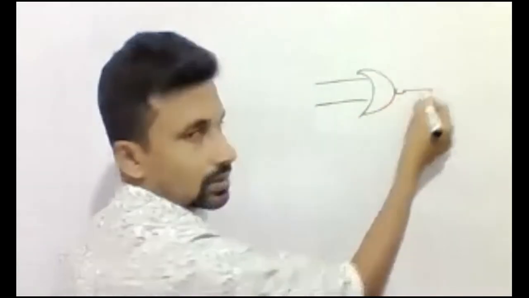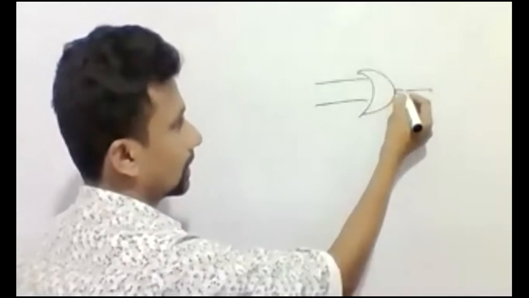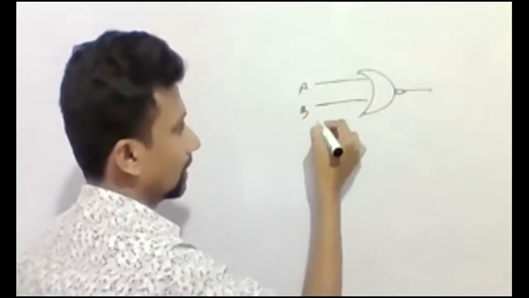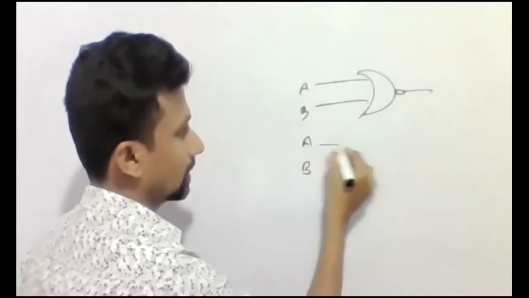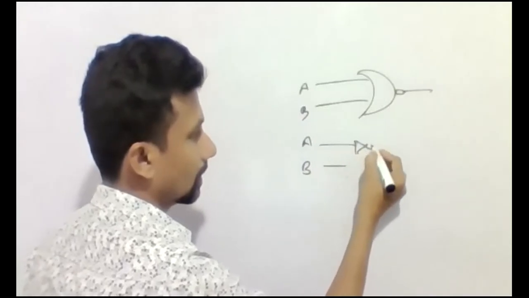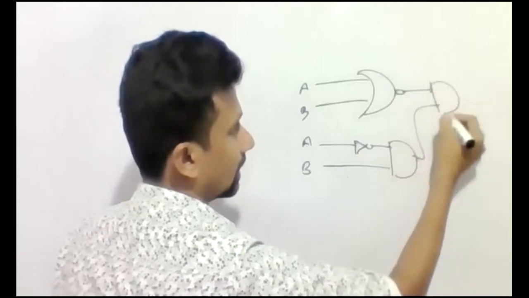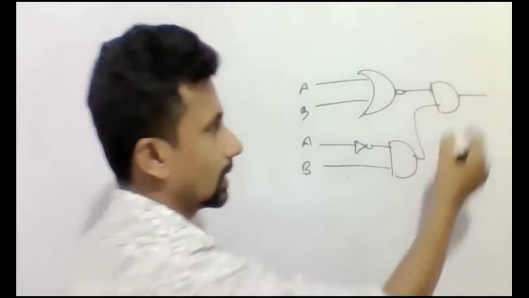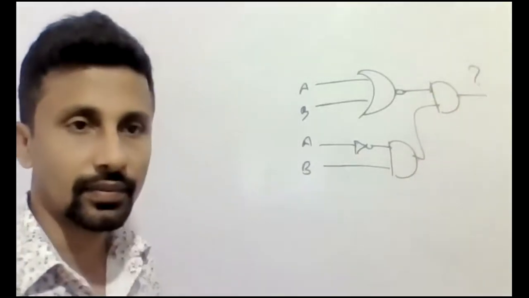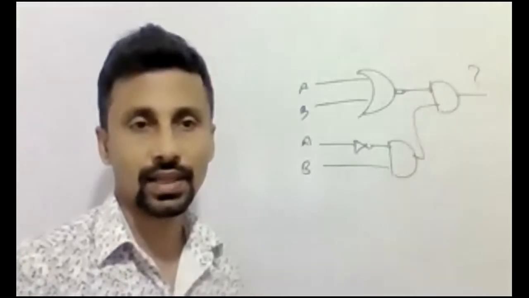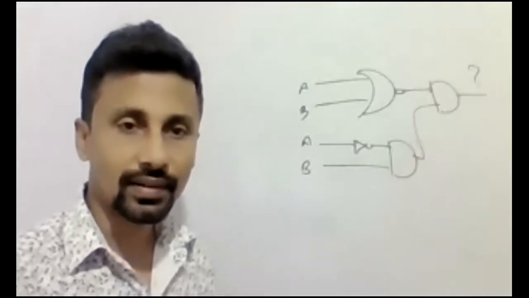So if I draw something like this, A B, and I'm taking same A B here, then I'm connecting with an AND gate. So what is the expression of this gate? What is the final expression of this gate? So this type of question can come.